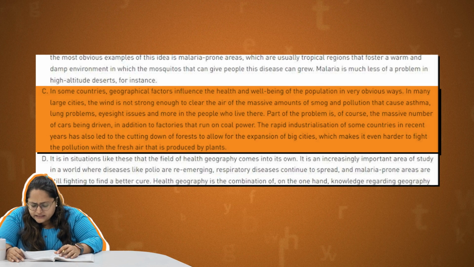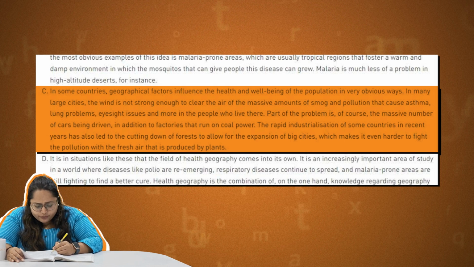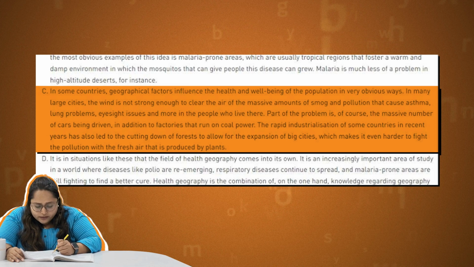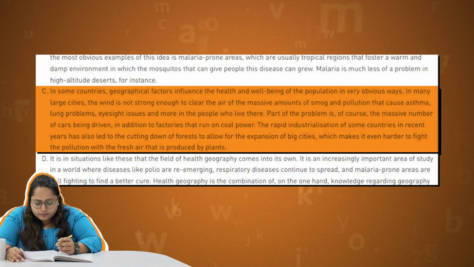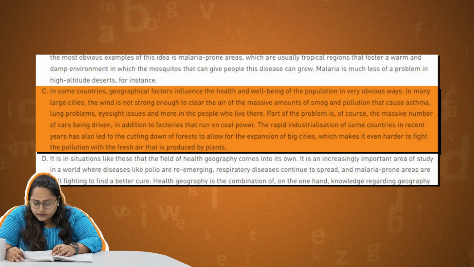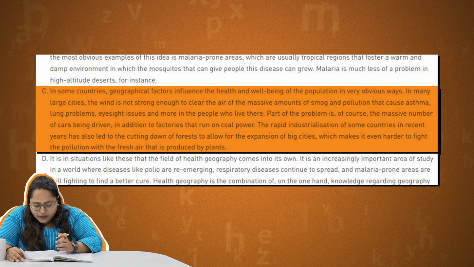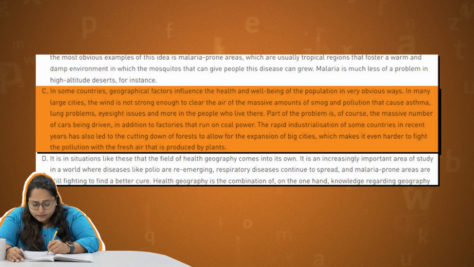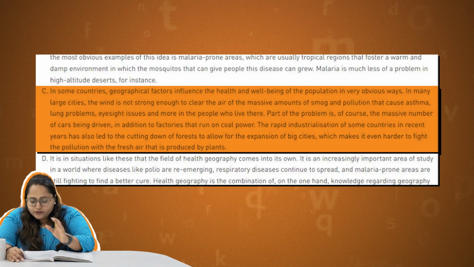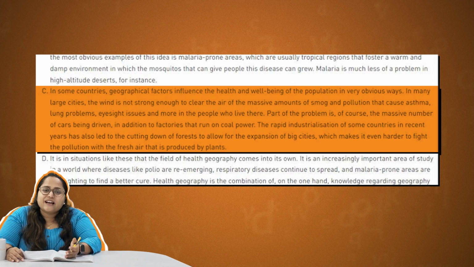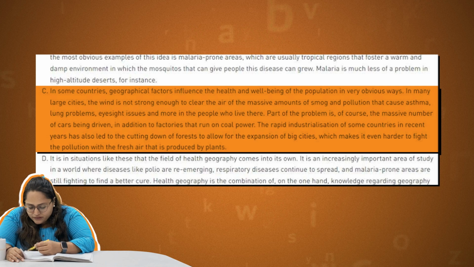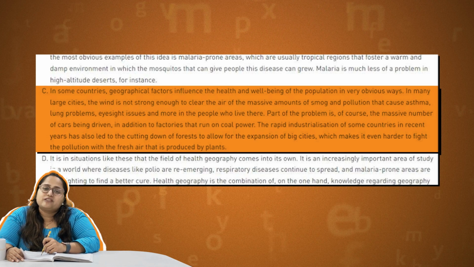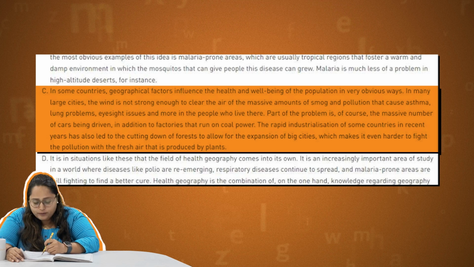In many large cities, the wind is not strong enough to clear all the massive amount of smog and pollution that cause asthma, lung problems, eyesight issues and more in the people who live there. Part of the problem is of course the massive number of cars being driven. Who drives a car? A human being, right? In addition, the factories that run on coal power. Now who runs factories? Again, a human being.